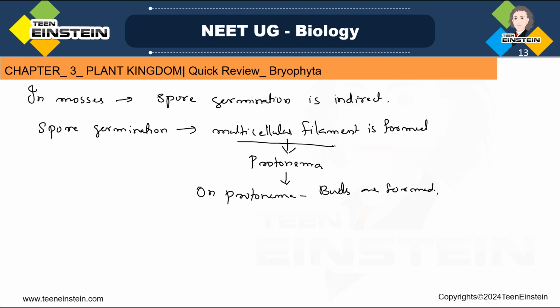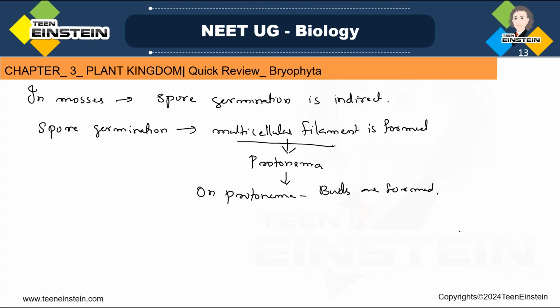Each bud develops and forms a gametophyte plant. So indirect germination is the best for survival. Mosses are gregarious in nature because they appear in groups.